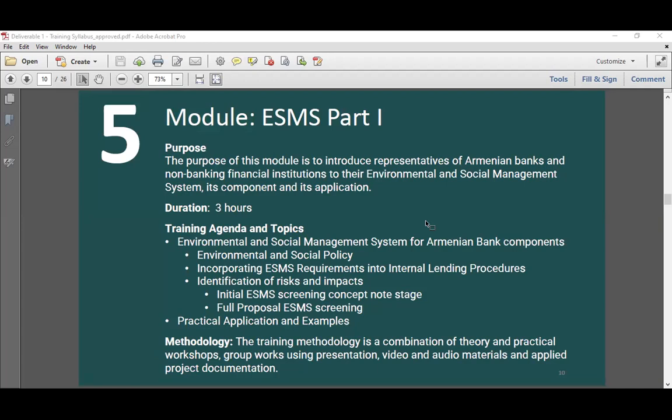The fifth module is introducing the macro framework at the financial institution: what is an environmental and social management system for an Armenian bank, what are the key components, such as environmental and social policy, and how to incorporate ESMS requirements into the internal lending processes. Another important pillar here is how to identify risks and impacts, and how you can carry out the screening of ESMS at concept stage. And of course, again, this will be with practical applications and examples in order to help you better utilize the content of the training.